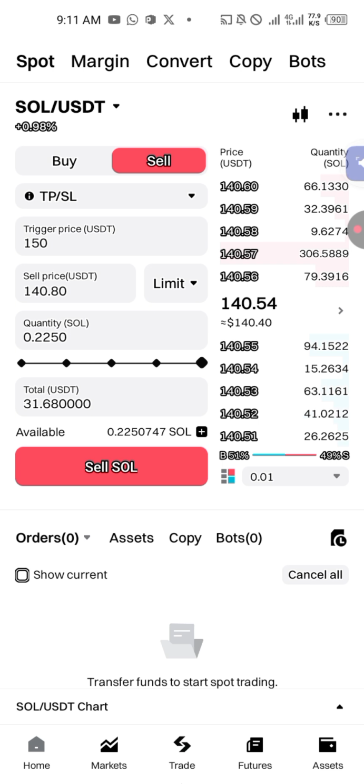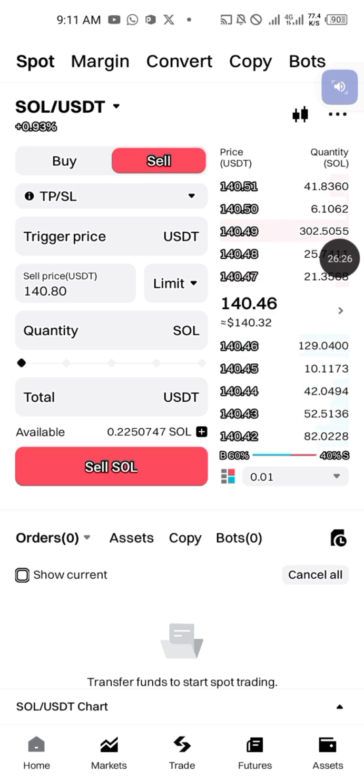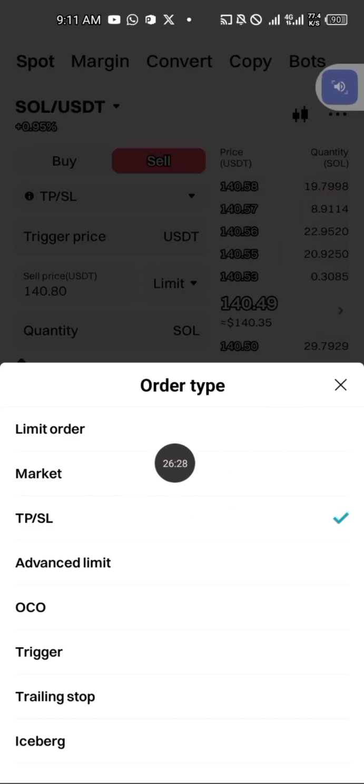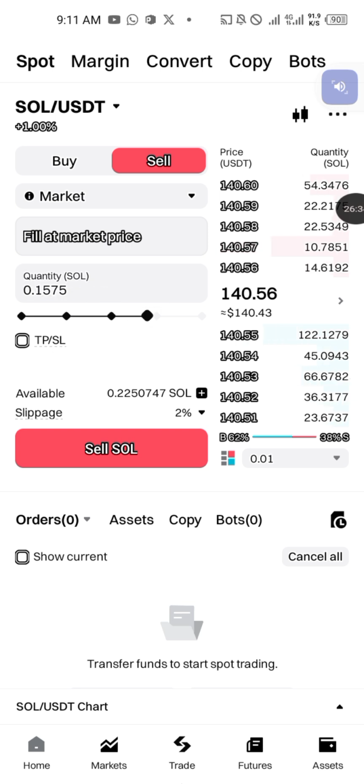Before I go, I'm sorry, let me do this. I want to sell my coin first before I go. Maybe you don't know how to sell. So you can tap right here. You tap on sell. You tap on market. Once you tap on market, you tap the quantity you want to sell, right? Then you sell.